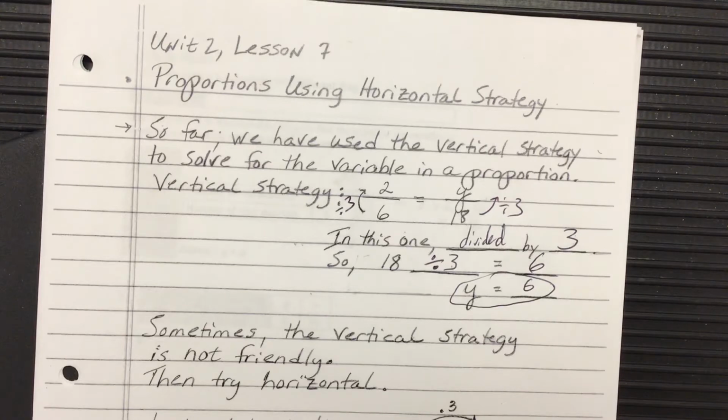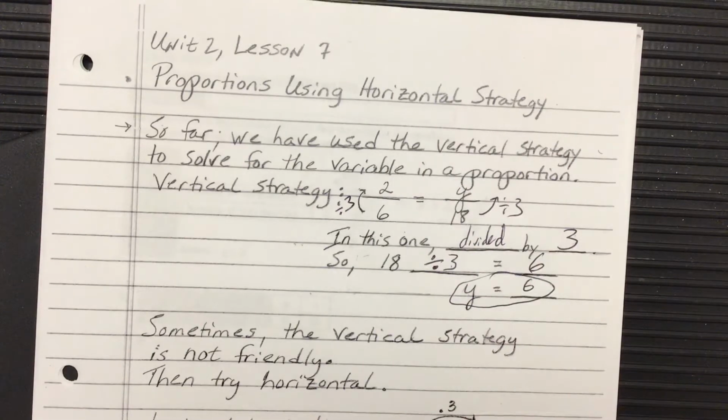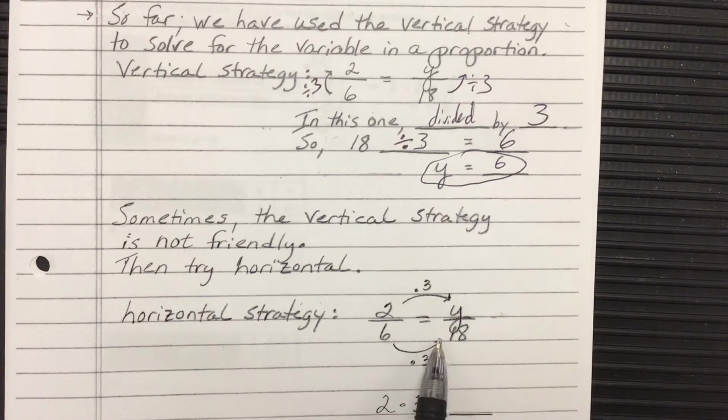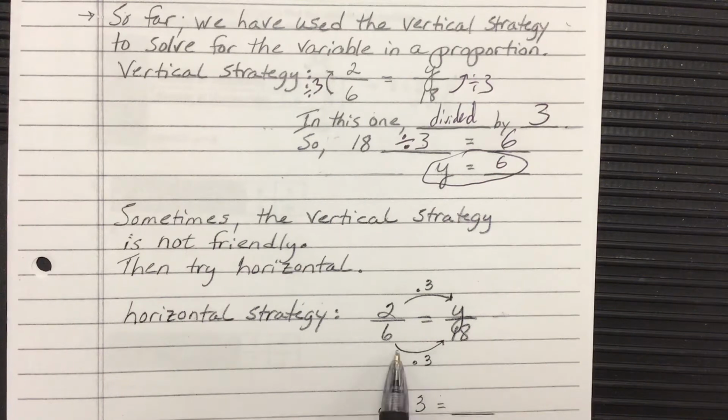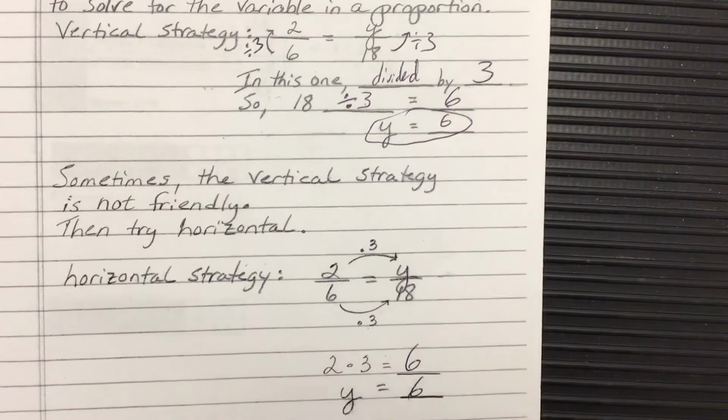Sometimes the vertical strategy is not friendly. So you can always try vertical, and if it doesn't come out nice, you can always try horizontal. This one did work: I could divide by 3, but sometimes that is not the case. So let's look at this one. How do I get from 6 to 18? So this way is horizontal. Times 3. So if I do the same to the top, times 3, I get 6. So y equals 6.